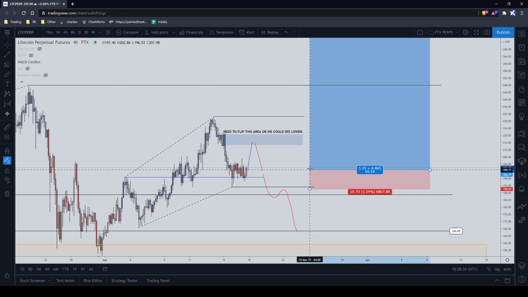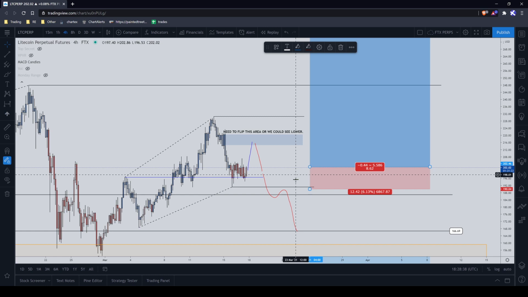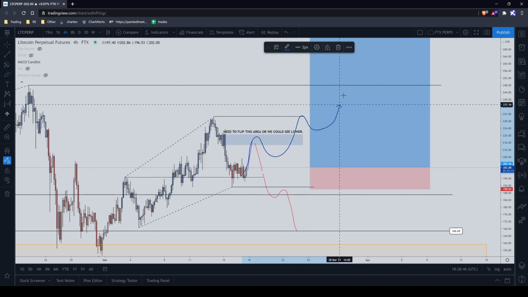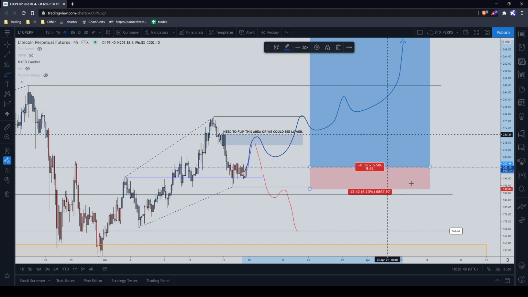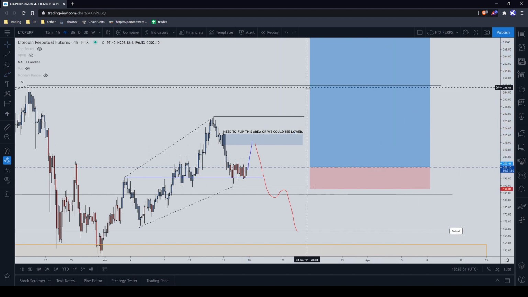So you could still take this setup. It's just a little bit wider stop loss, around 6%. But as long as we flip this, we're looking for a break of this all-time high. We may do some more chopping, but the primary expectation is that we end up impulsing upward on a high time frame.